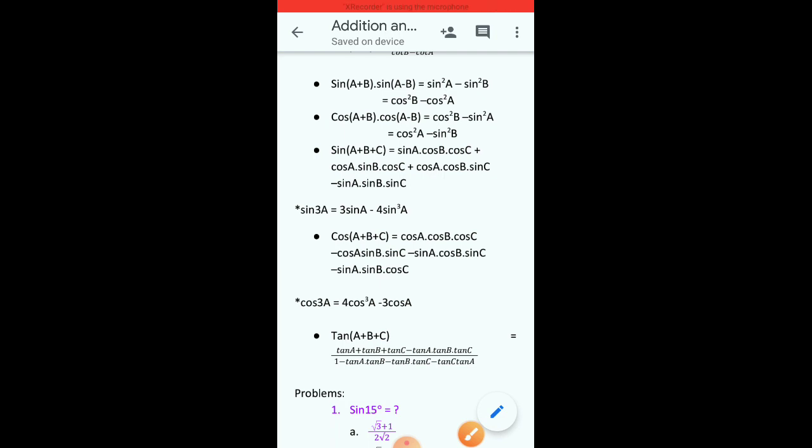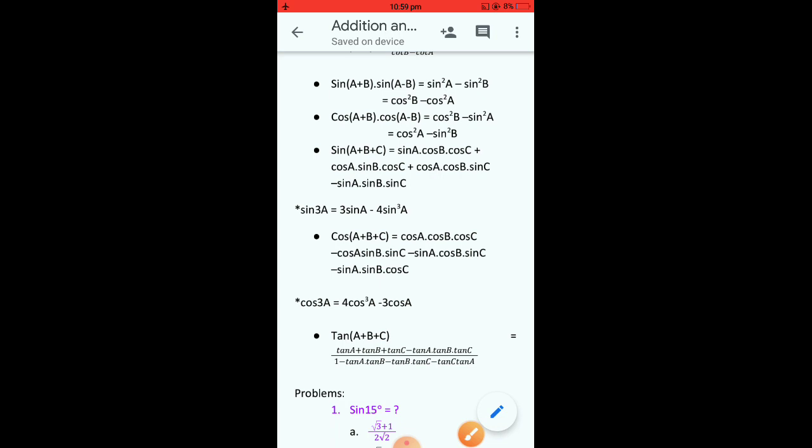We have also sin(A+B+C), then we can write sin A cos B cos C plus cos A sin B cos C plus cos A cos B sin C minus sin A sin B sin C. If A equals B equals C, and let it be A, then we have sin 3A equals 3 sin A minus 4 sin cube A.